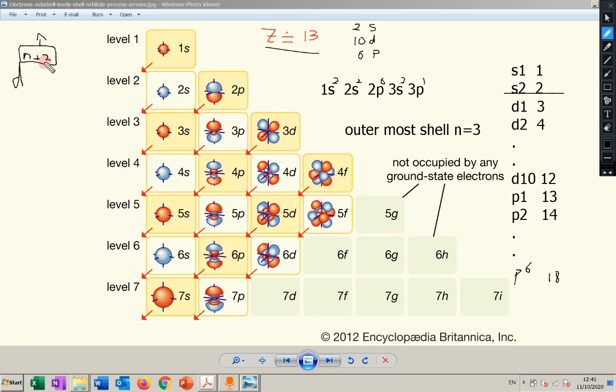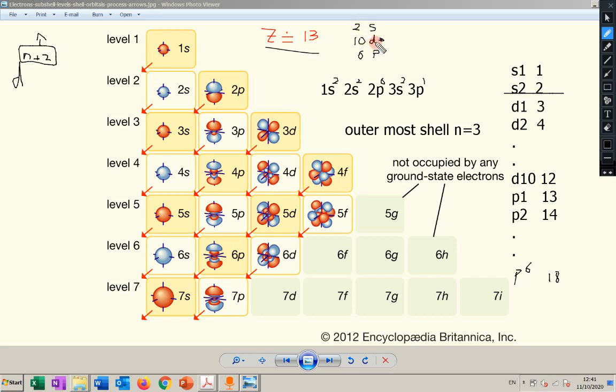Why? Because we know that there are 2 groups before D comes. For D, inside D we have 2 electrons. 2 plus 2 will be group 4. If I have 9 electrons inside D, 9 plus 2 is going to be 11, group 11.